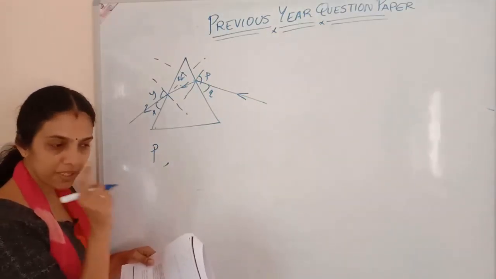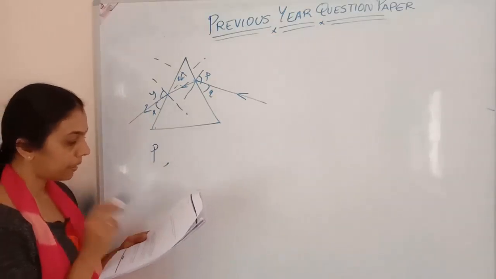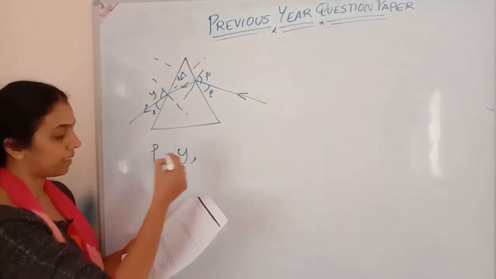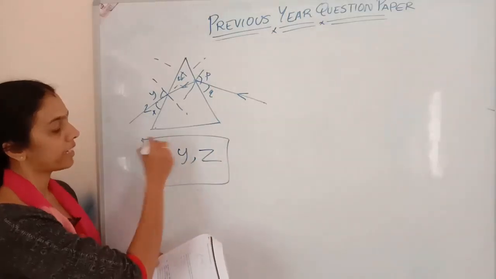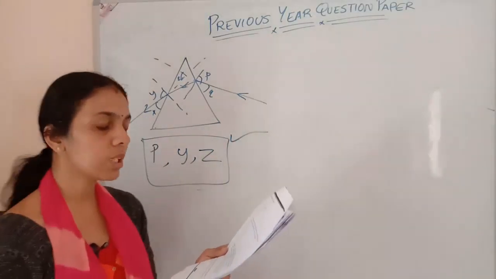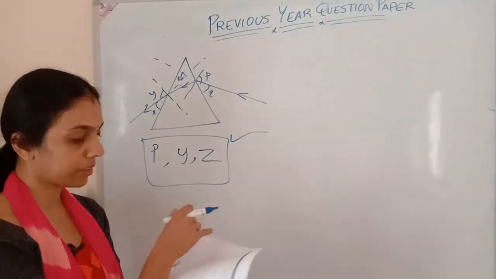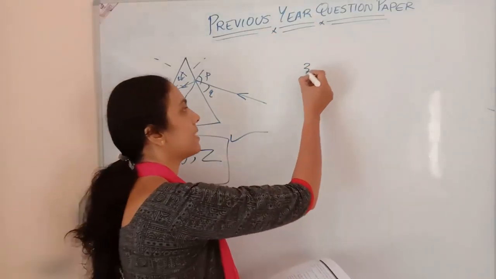So while you are observing the diagram, observe it carefully. Okay? So P and angle of emergence, what is emergence? Y. And what is angle of deviation? Z. Z is the angle of deviation. So here in this, options are given. The option is P, Y, Z, that is C. Option C is the correct one. Okay, so the next one more question is there, that is 36th question.